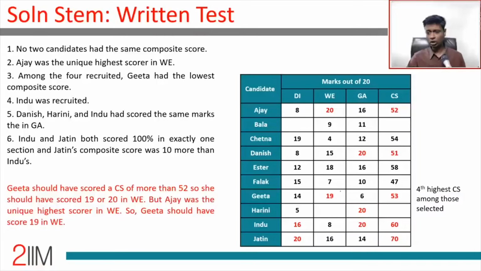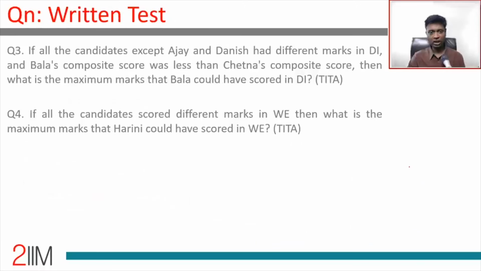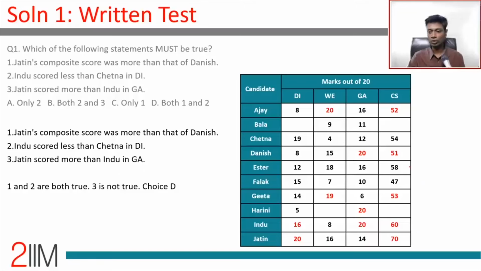So wonderful. We've got the composite scores of 8 people. We know Jatin, Indu, Geeta and Esther are selected. We know the remaining 6 are not selected. We know the scores of everything except Bala in DI and Harini in WE. These 2 we do not know. Everything else we know, right? There is no information about these 2. So I'm going to jump into the questions and see if we can solve those.